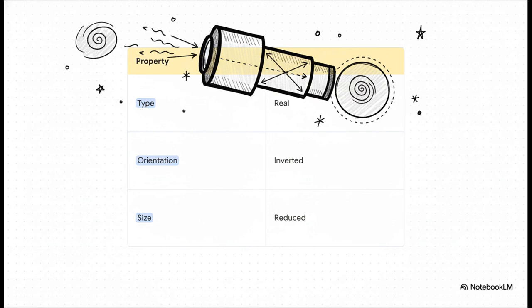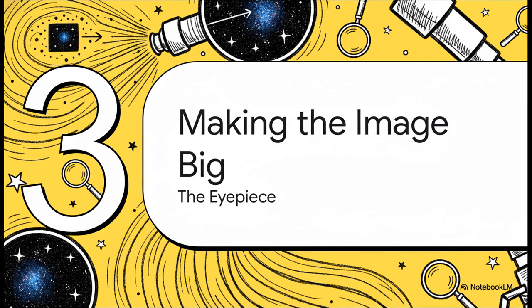So check this out. The first image is real, which is a physics term that means you could actually project it onto a screen. But here's the weird part. It's also inverted, as in completely upside down. And it's reduced, meaning it's smaller. This is the raw material, the raw data that our telescope has captured for us. Okay, so we've done it. We've gathered starlight into a tiny, real, upside-down picture inside our telescope tube. That's a huge first step, but it's not very useful for actually seeing anything yet, is it? Now comes part two. We need to make it big.